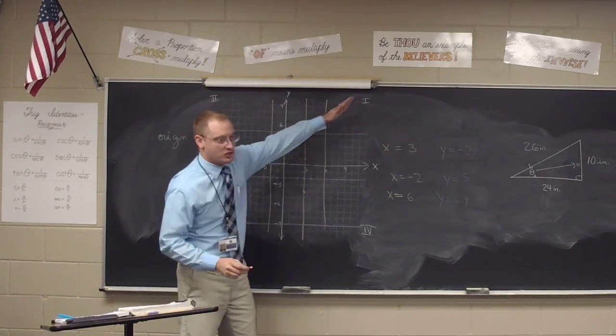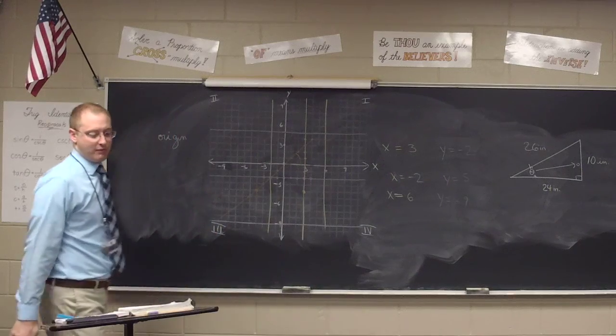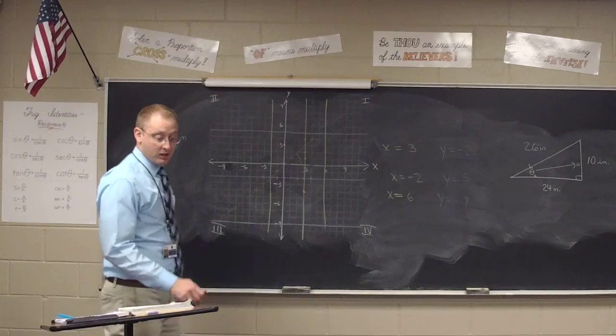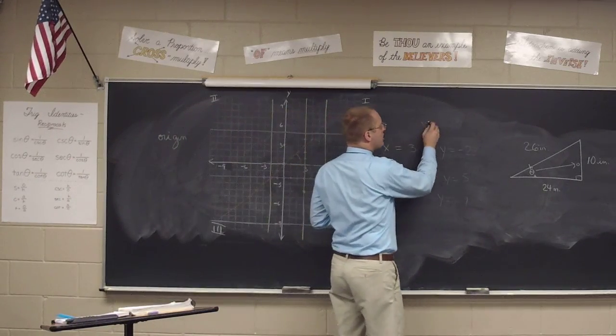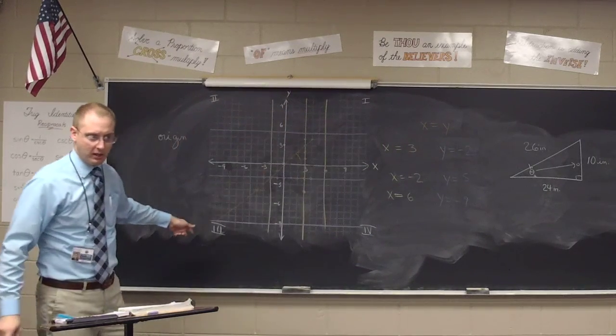It bisects the first quadrant and the third quadrant. Now, what do we notice about all the points they gave us? They're all the same numbers. The abscissa and the ordinate always match. They're always equal. So we could say that x equals y for every one of these points.